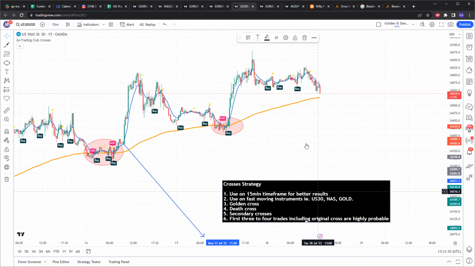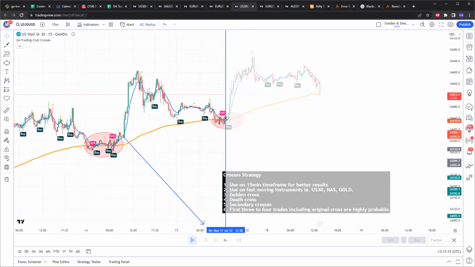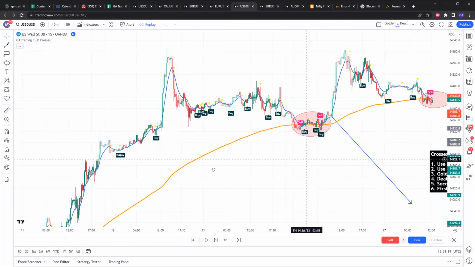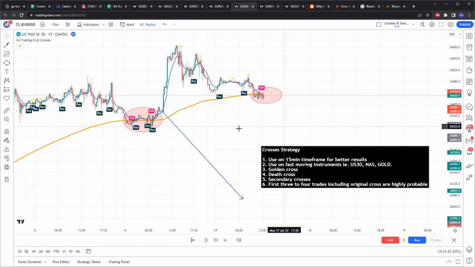Yesterday I did mention this, right? Because I sent out a message in the group. So we had this sell right here. The reason I'm really looking for a sell on US 30 based off this crosses indicator, right?